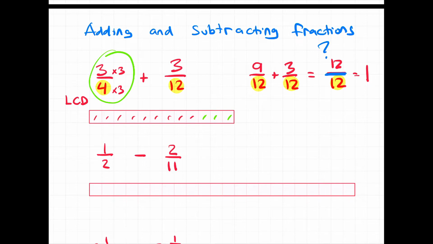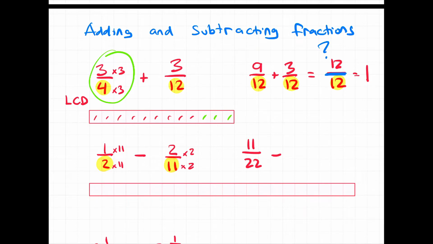Okay, so what about subtracting? Well, it's the same thing. We need to have a common denominator. Now, in this case, the easiest way to get a common denominator is to multiply the 2 by 11 and the 11 by the 2. So again, if I multiply the 2 by 11, I have to multiply the top number by 11. And if I multiply the 11 by 2, I also have to multiply the top number by 2 as well. So I'm going to rewrite these two. 1 times 11 is 11, and our common denominator is going to be 22.